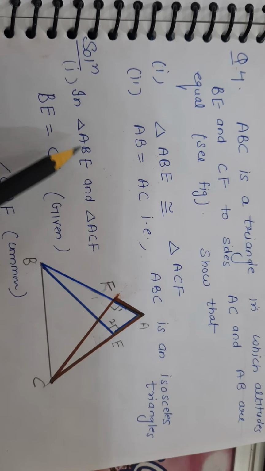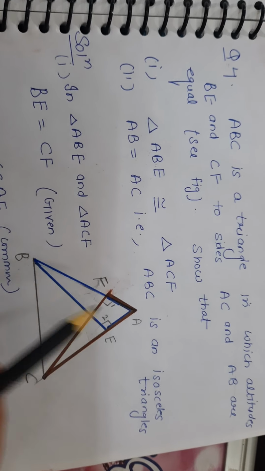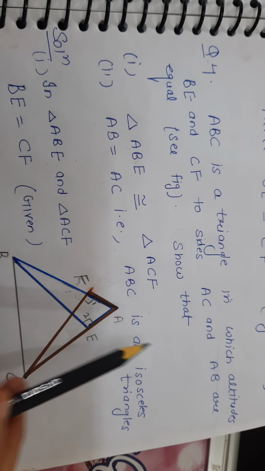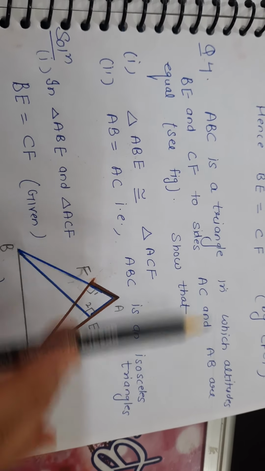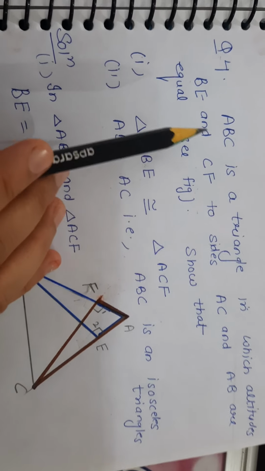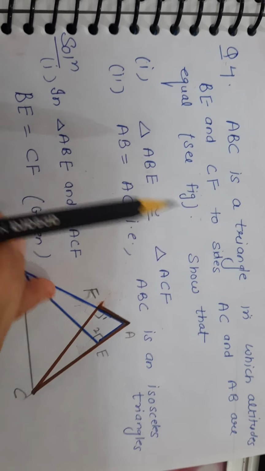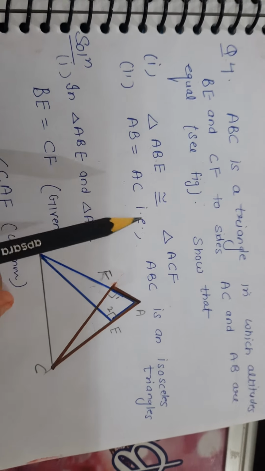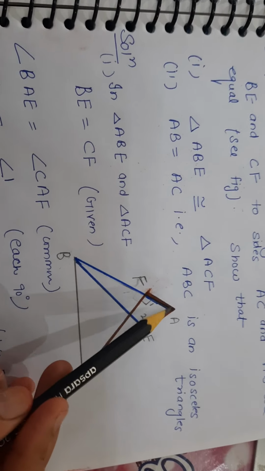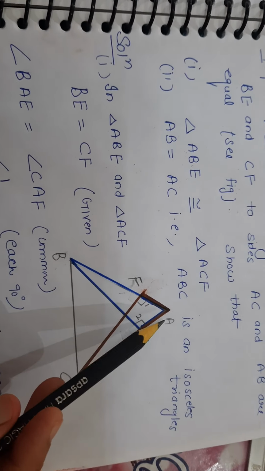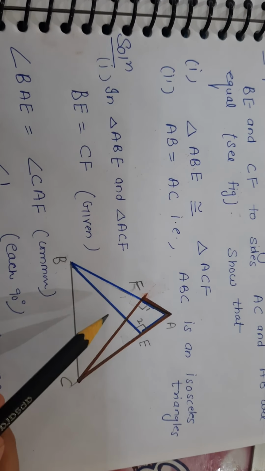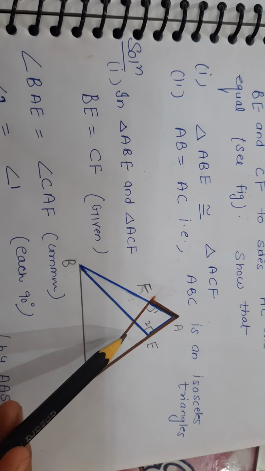Now look here, in triangle ABE and in triangle ACF, the first thing we are given in the question is that the altitudes BE and CF are equal. You are given that these two altitudes are equal and you need to prove the sides are equal. So first we need to prove these two triangles are congruent. In triangle ABE and in triangle ACF, this altitude BE is equal to CF. It is given in the question.